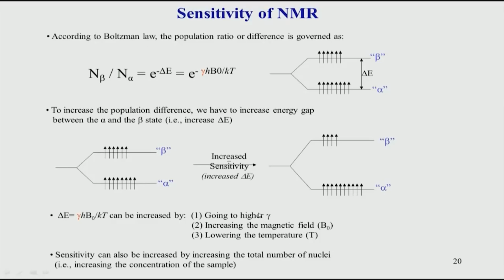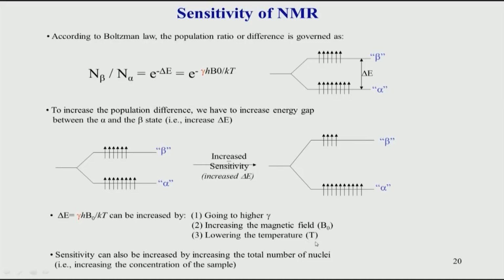So, for example, the highest gamma in the whole of NMR, in the whole of the periodic table which I showed you, is that of the proton. So, obviously the proton is the most sensitive nucleus or atom which can be studied in NMR. Magnetic field is something which is in our control, we can increase the magnetic field. If you go to higher and higher magnetic field, you can actually increase the sensitivity, and we will see later how important this is, and it also contributes to the resolution of the spectrum.